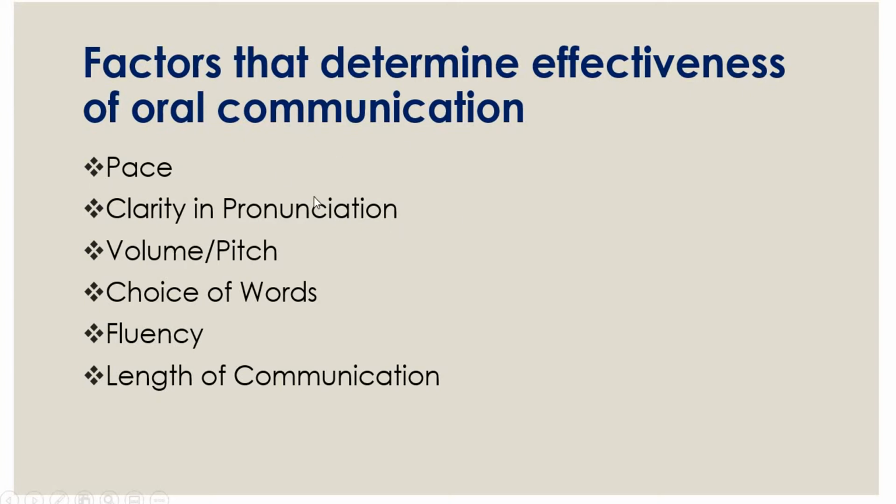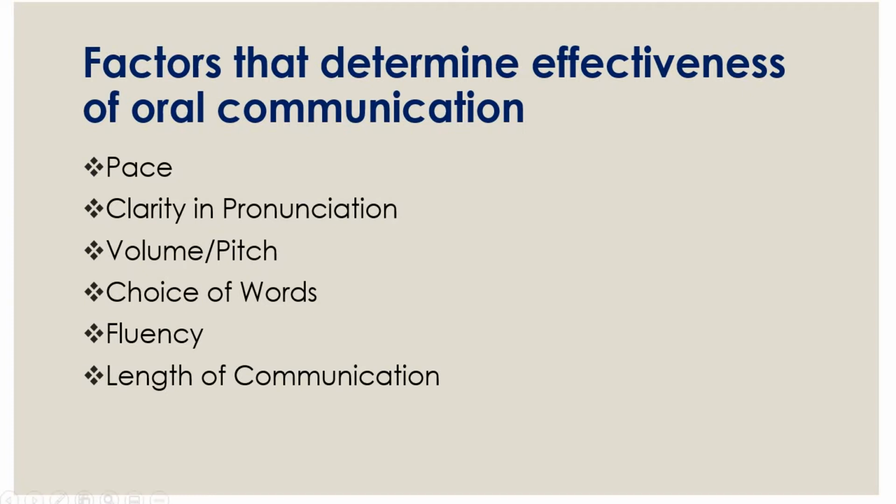Second one is clarity in pronunciation. Clarity in pronunciation refers to speaking words clearly and correctly, including the correct sound of the letters with proper emphasis. Third one is volume or pitch. It means how loud or soft your voice is. If you are talking to a person with a loud volume, then their interest might be lost. And if you are talking with low volume, then it suggests that you are shy or not confident. So you need to have a balanced volume.